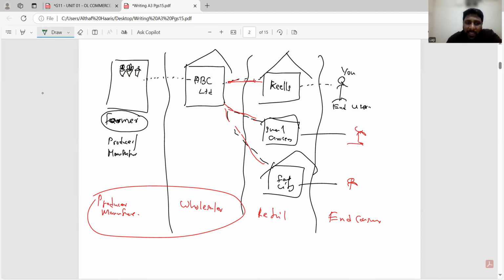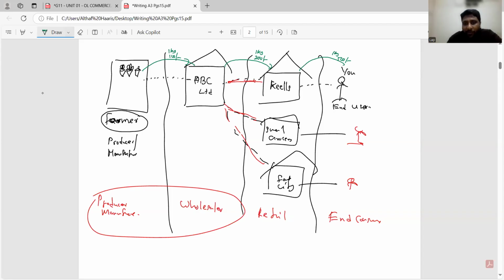The farmer will sell maybe 1 kilo for 100 rupees, I'm just saying, we'll assume. 1 kilo, 100. ABC Limited will sell it to Keels maybe for 1 kilo, 200 rupees. Keels will sell it to you maybe 1 kilo for 500 rupees. So you see, being the intermediary, how much money they are making.